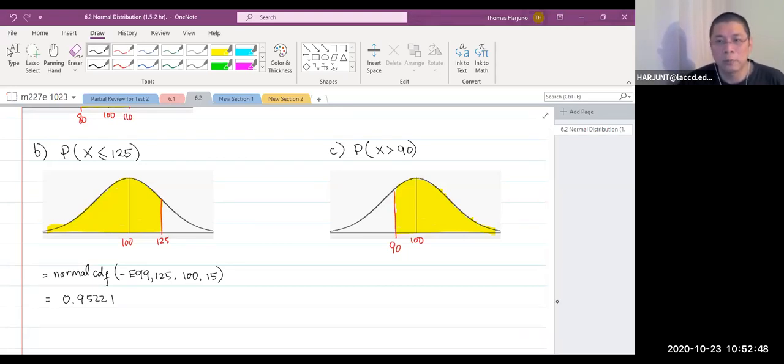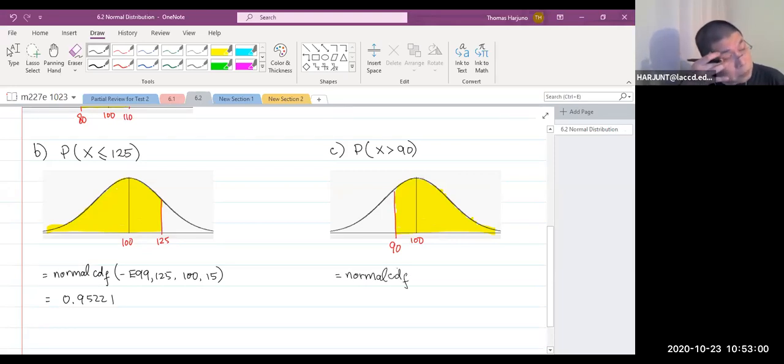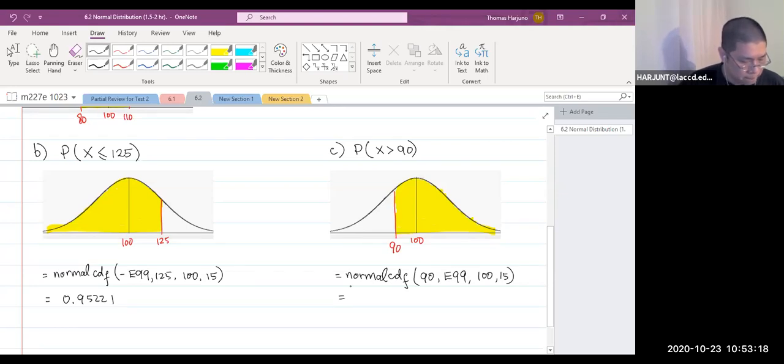Well, the second one, part C here, this is normal CDF from 90 E99, 115. I get 0.74751.